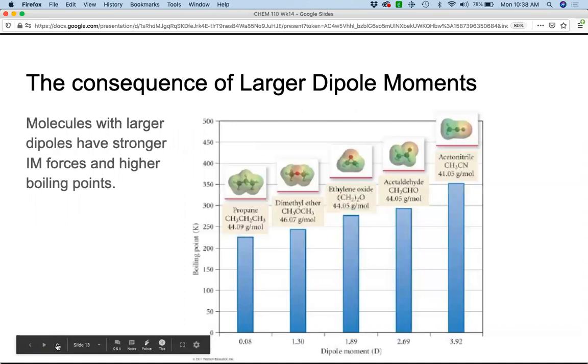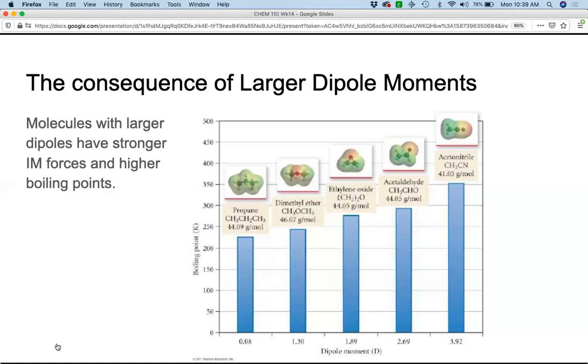So molecules with larger dipoles have stronger intermolecular forces and higher boiling points. So a good way to think about that, you can actually see it by analyzing the table shown here. So if we look at propane, its molar mass is 44 grams per mole, compared to, if we look at something like dimethyl ether, right, which has a molar mass of 46. But you're going to notice, right, the larger the dipole, the stronger the intermolecular force.